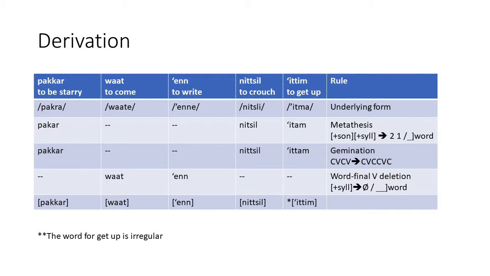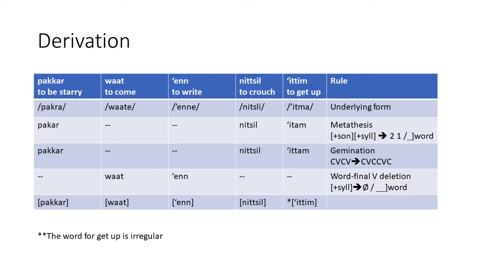Now let's look at wate, to come. Kind of alluded to this earlier, but as you can see, the underlying form has an E at the end. So let's just check metathesis. Is there a sonorant before a vowel at the end of a word?